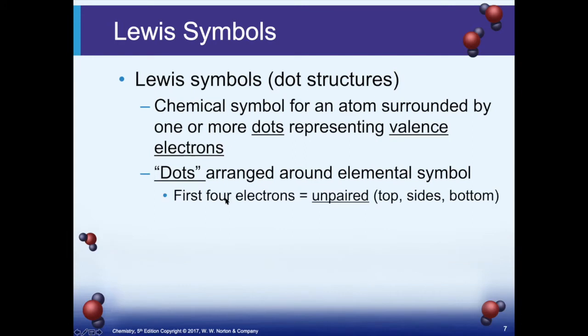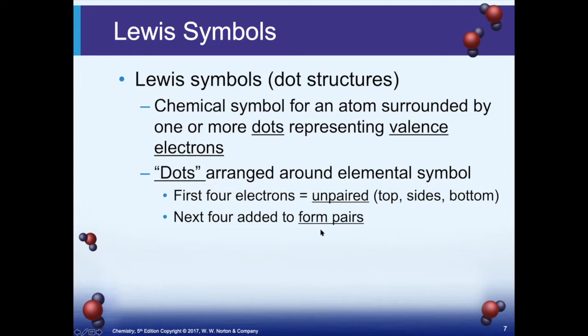Oh, well, pardon, some of the rules that we follow, and then we'll give you some examples. So the first 4 dots, or the first 4 electrons, you're going to write those as unpaired, and they're going to go on the top, each side, and the bottom, all right? And then if you have more than 4, then you add those to the lone dots to form up pairs. Okay, so the first 4 are going to be unpaired dots, but then if you have more than that, you start to pair up the dots with a partner.